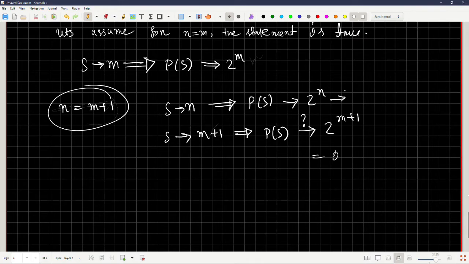But here you can see that this can be written as 2 to the power m times 2, right? But what is 2 to the power m? This is the number of elements in the power set when the set itself contained m elements, right?